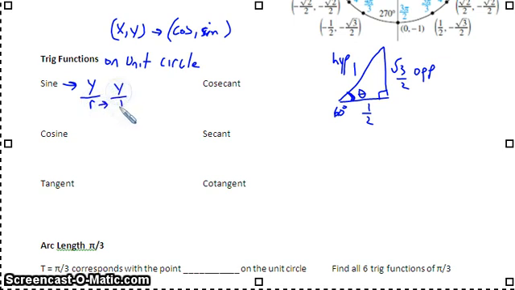And so that's why you can just write the value of the sine as whatever the y coordinate is for that angle. Okay. Likewise, the cosine would just be an x. So sine is really just y. Cosine is really just x.